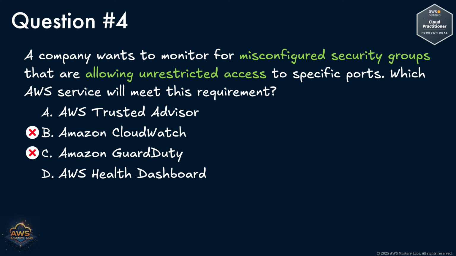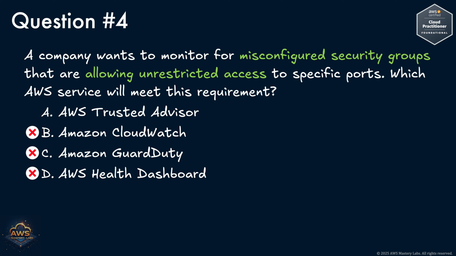Option D, AWS Health Dashboard. This service provides account-level alerts and information about AWS service outages, planned maintenance, or issues affecting your resources. It's valuable for visibility into AWS's infrastructure and its impact on your account, but it has no capability to evaluate your security group configurations. Incorrect, because it focuses on AWS service health, not security group monitoring.